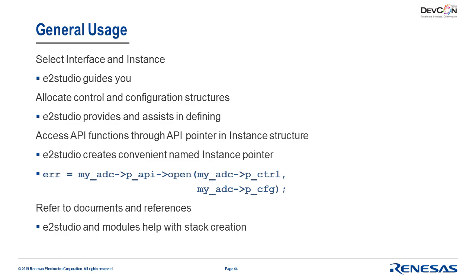You then access the API functions through an API pointer in the instance structure. Guess what? E2 Studio helps you do this. It creates the instance structure for you and gives it a name that you provide. And here's an example, as we went through before. This time it's for an ADC instance. And then you can refer to the documents and references. We do use Doxygen for our documentation, and that's provided with the SSP. And if you're in my intro to SSP lab, we go through and look at it quickly.